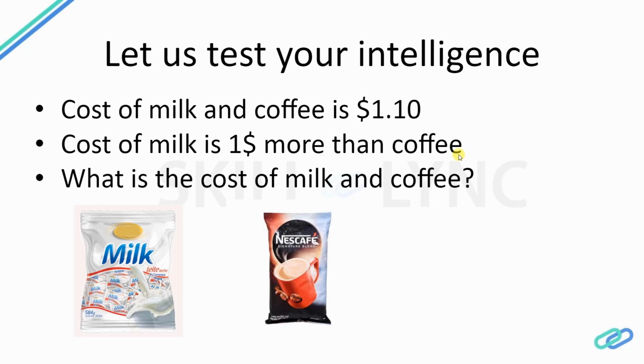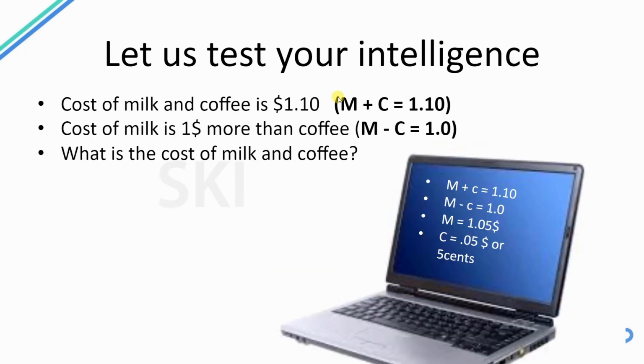In other words, this problem had to be broken down into two equations, right? So the first equation is the cost of milk plus cost of coffee is $1.10. The cost of milk minus cost of coffee is $1, because the cost of milk is $1 more than the cost of coffee, right? I hope that makes sense.